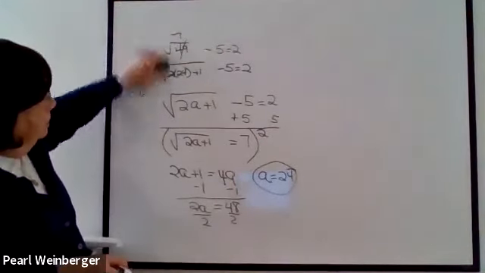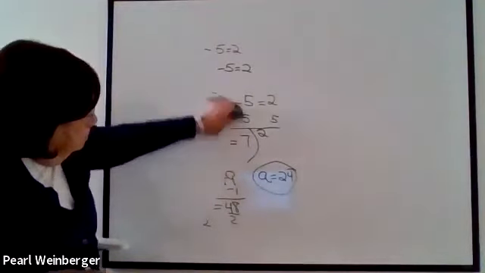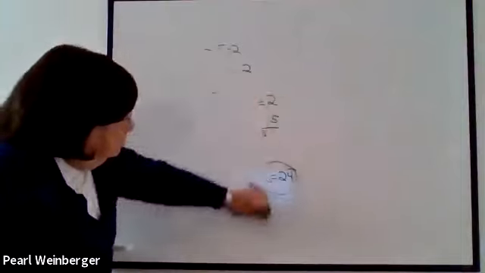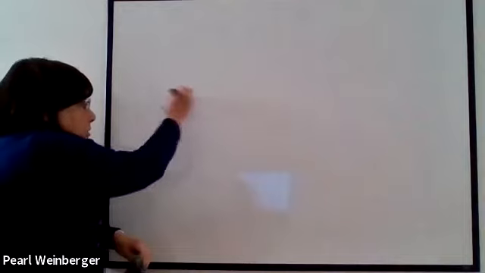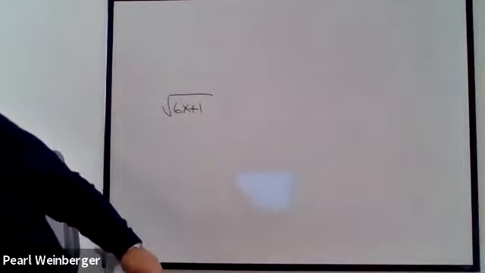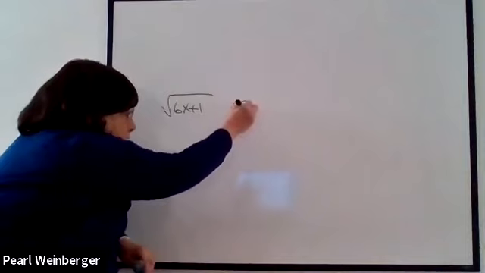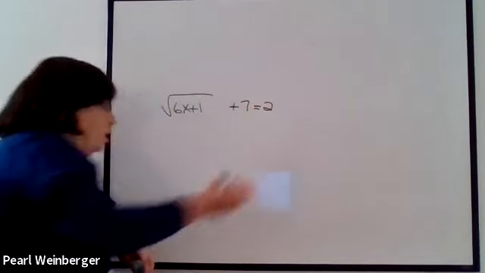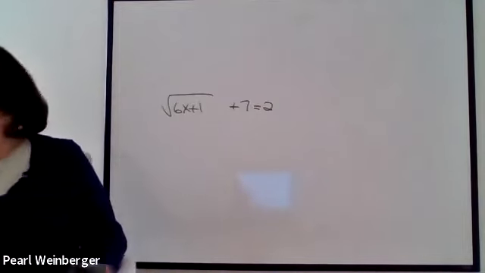Okay, here's one for you to try. Suppose I gave you the square root of 6x plus 1 plus 7 equals 2. Okay, I'm giving you time to do that.